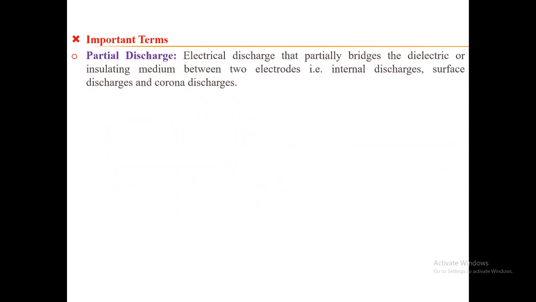Number one, the partial discharge. So now, of course, it is very much clear to you what exactly the meaning of partial discharge is. An electrical discharge which partially bridges the gap between the two electrodes is known as a partial discharge. This partial discharge is likely to occur due to the inclusion of voids or cracks within the dielectric material. Generally the internal discharges, surface discharges and corona discharges are put into the category of partial discharge.